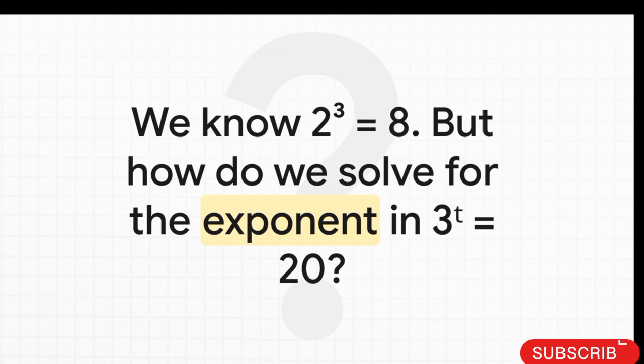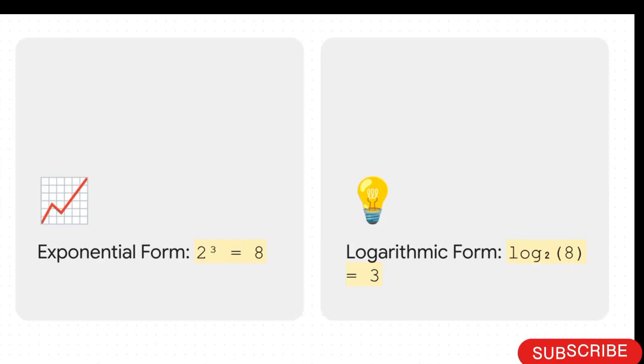We can kind of guess, right? We know 3 squared is 9 and 3 cubed is 27, so t has to be somewhere between 2 and 3. But how do we nail down the exact number? Well, for that, our old tools aren't going to cut it. We need something new. And that is where the logarithm enters the picture.